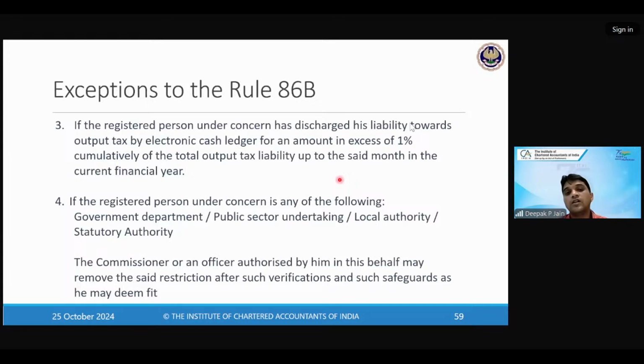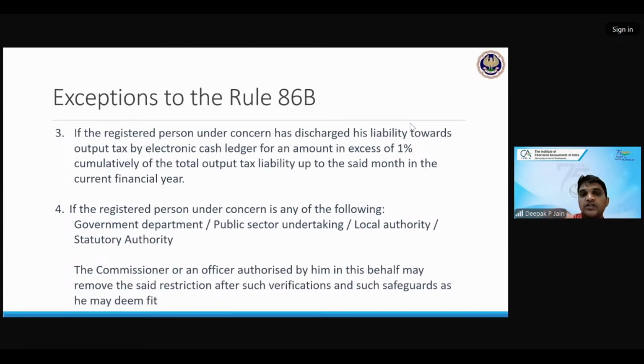Okay, that was all in terms of the input tax credit chapter. Now we'll take some questions and some MCQs.